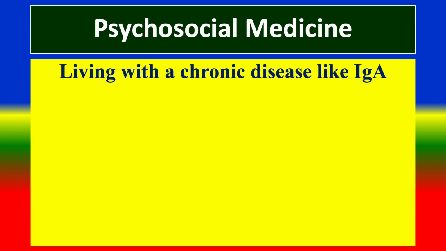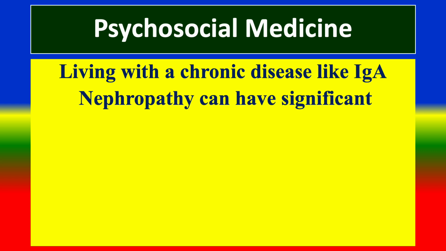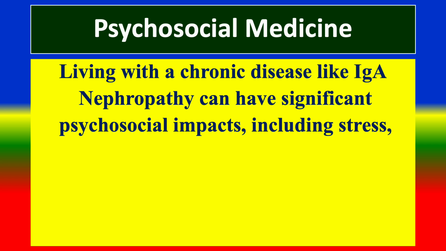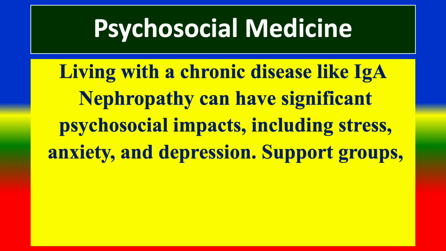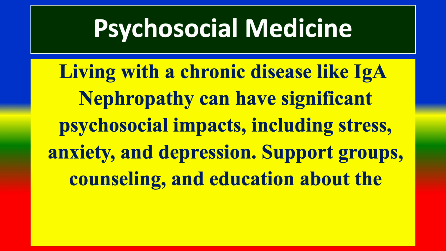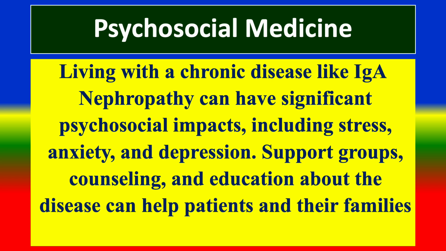Psychosocial aspects. Living with a chronic disease like IgA Nephropathy can have significant psychosocial impacts including stress, anxiety, and depression. Support groups, counseling and education about the disease can help patients and their families cope better.